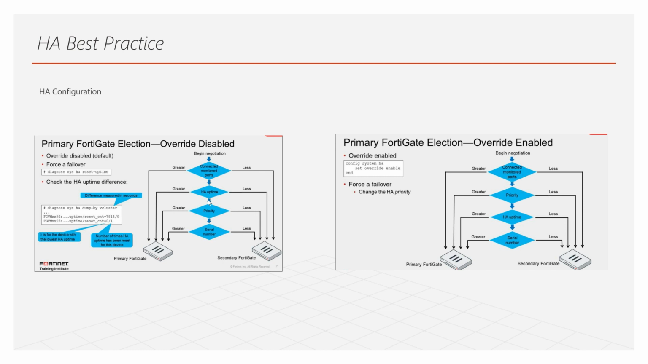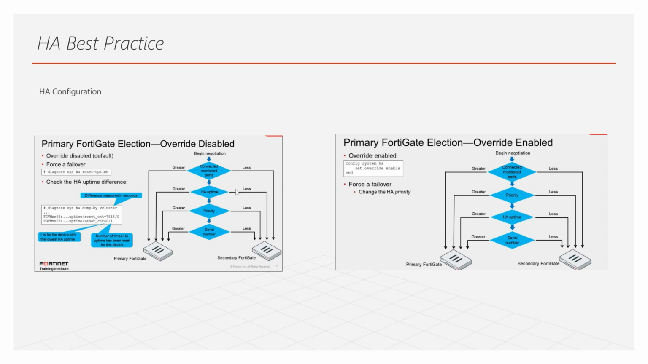the serial number. But if the difference is less than 5 minutes, the two nodes will skip the HA uptime comparison and then compare the priority of the two nodes, and the one with the greater priority will become the primary. On the right side is another scenario in which we have override enabled. The only difference compared with the left side is that the two nodes will always compare the priority first, and then if the priority is the same, it will compare the HA uptime.